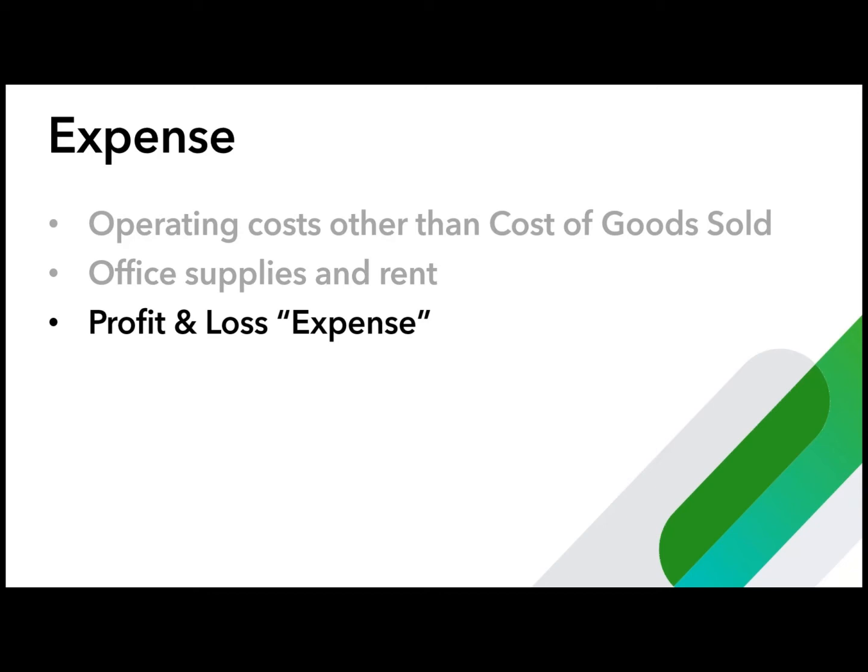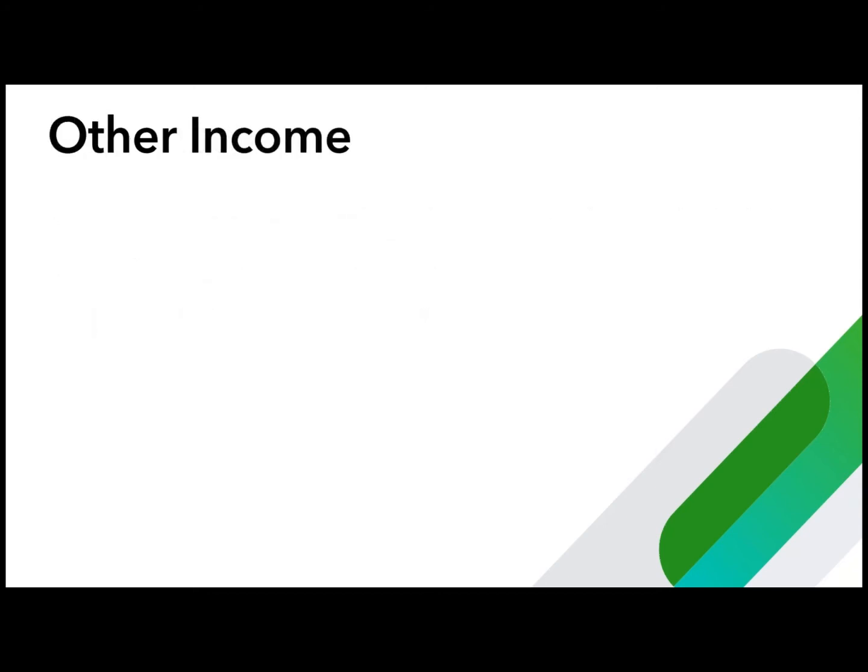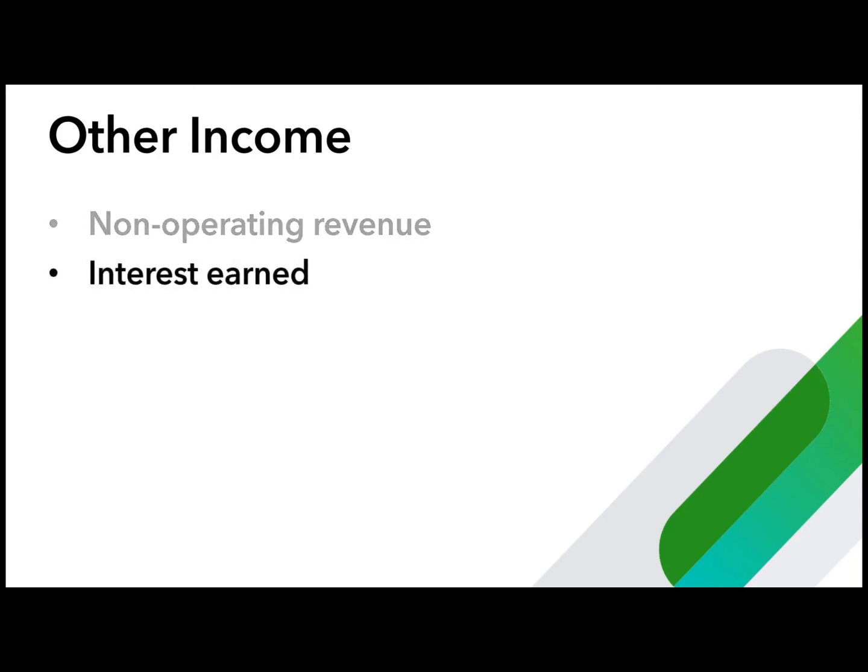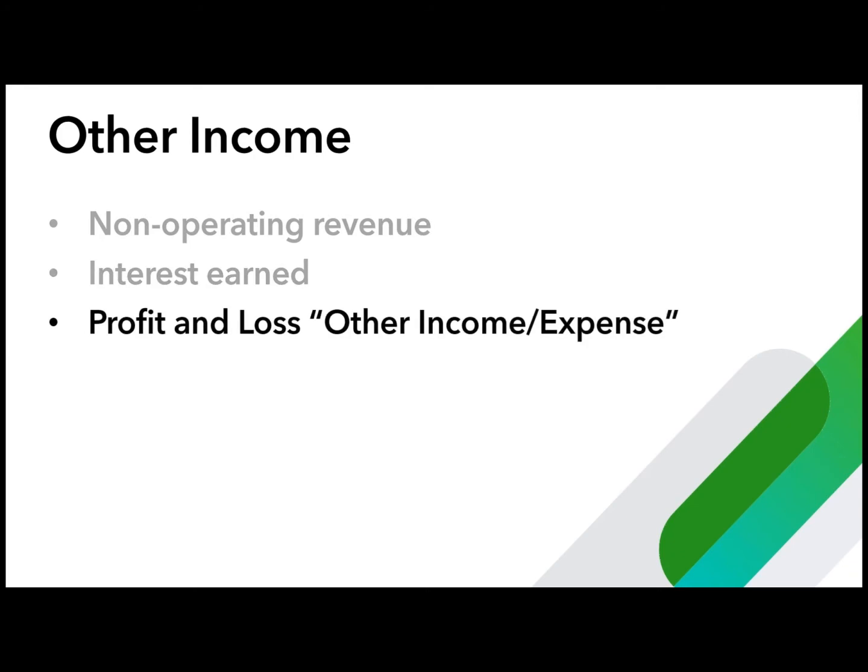There are two more profit and loss account types that you don't use very often. The first is other income. Use this type of account to track non-operating revenue. This means money you earn doing something different than your regular business, such as interest earned on money in your bank account. These accounts appear in the Other Income and Expense section of the profit and loss statement.